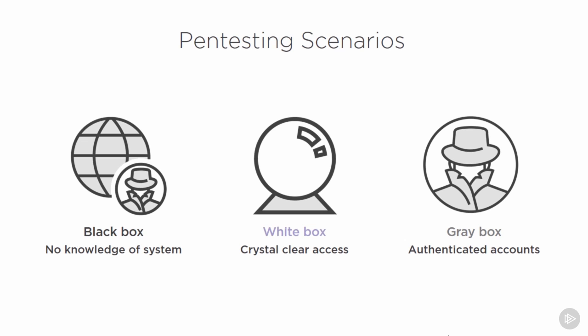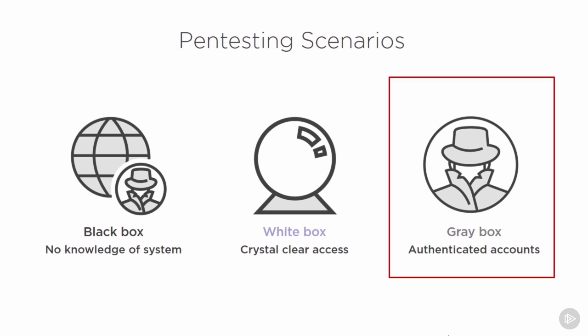White box, on the other hand, also known as the crystal box method, means that the pen tester has full access to the web application along with the source code that was used to build that application. Now, gray box is something in between. This is a situation in which the pen tester does know the URL and has some authenticated accounts to the system. But that pen tester does not have access to the source code. It is this last scenario that we will be using in this course.